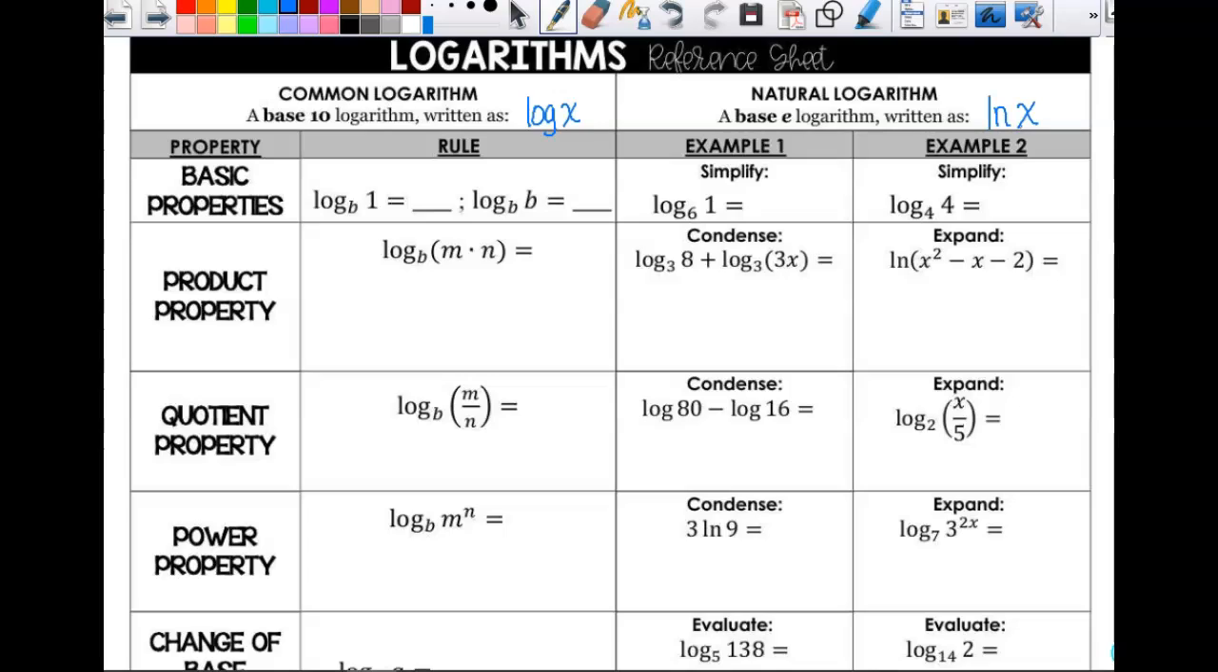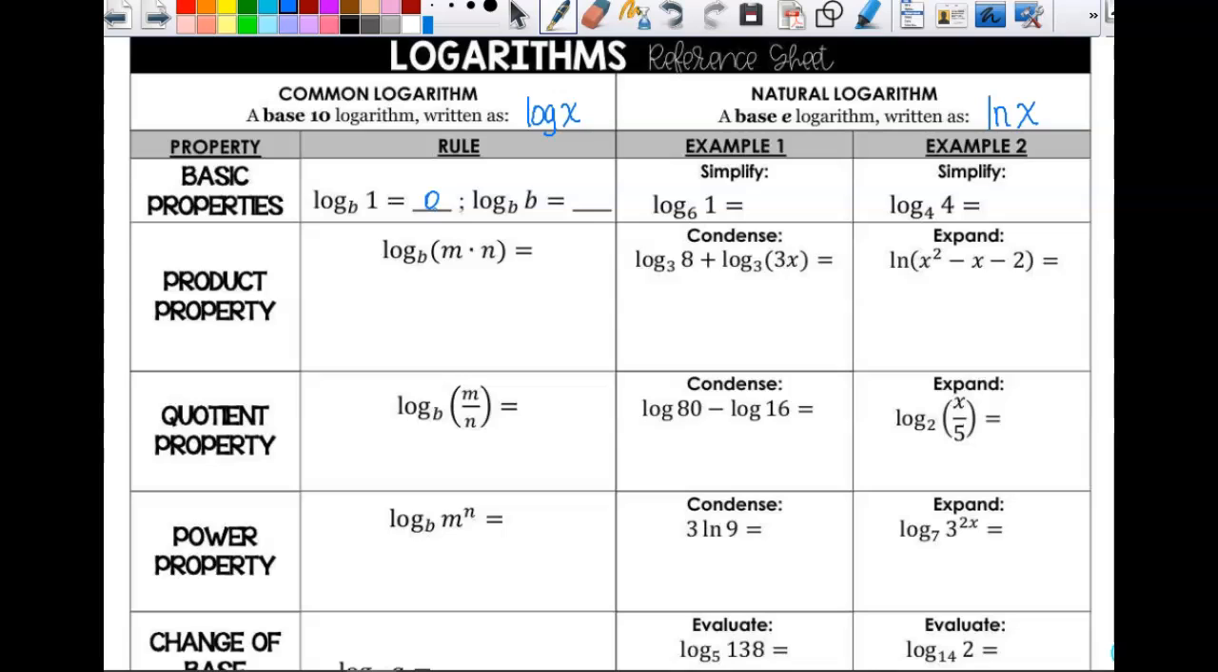Then we have some easy basic properties here. Log base b, meaning the base can be anything, of 1 will always be the same answer. Because if we rewrote it exponentially, b to this power equals 1, well, what power can you take anything to give you 1? 0. It's a 0, yeah. So if you take the log of 1, your answer is 0 every time.